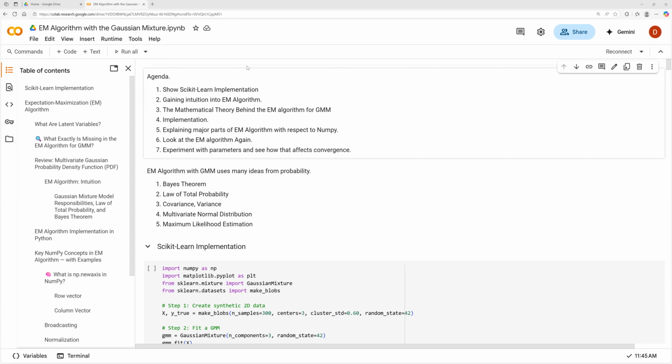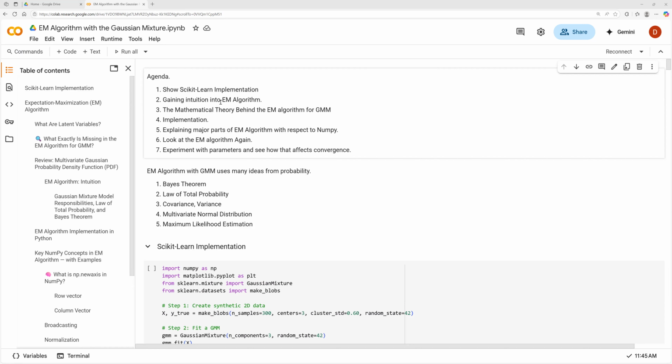I'm going to be talking about a scikit-learn implementation of the EM algorithm with the Gaussian mixture. Second, I'll be talking about getting intuition into the EM algorithm. Third, the mathematical theory behind the EM algorithm for GMM. Fourth, its implementation. Fifth, explaining major parts of the EM algorithm with respect to NumPy. Six, look at the EM algorithm again with the knowledge that we gained from five. And then seven, experiment with parameters and see how that affects convergence.